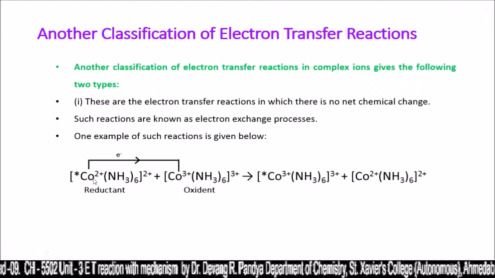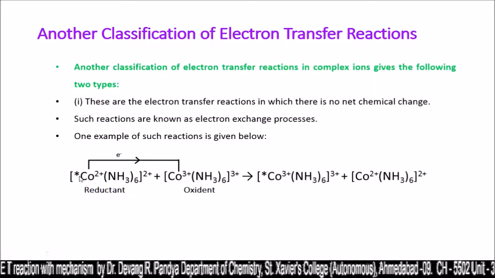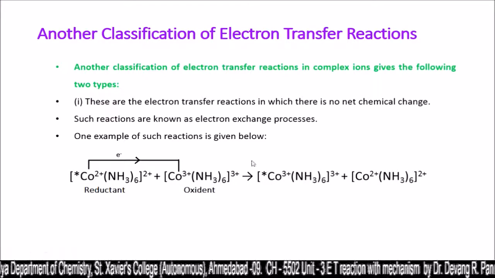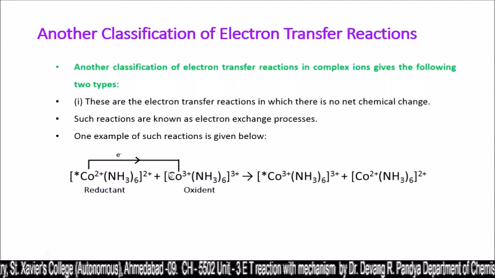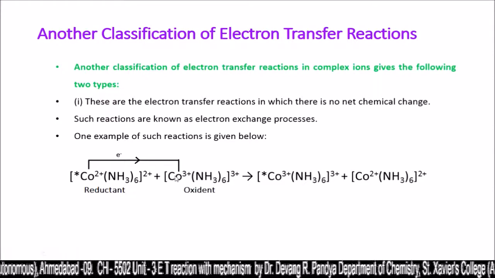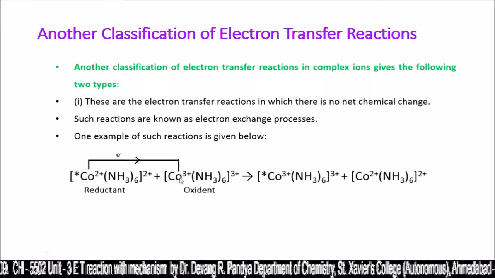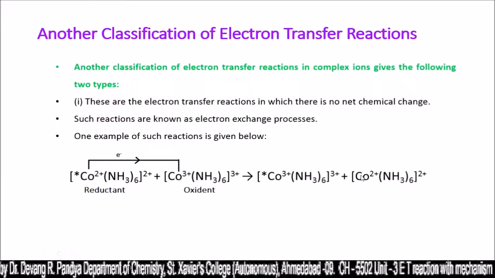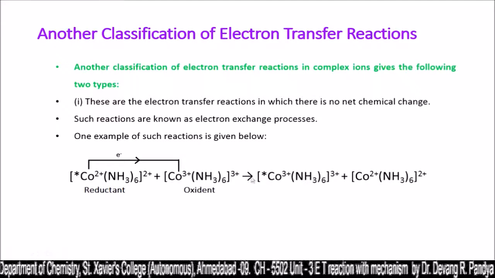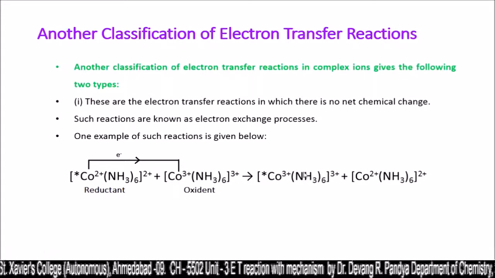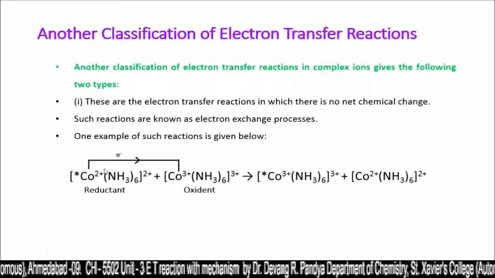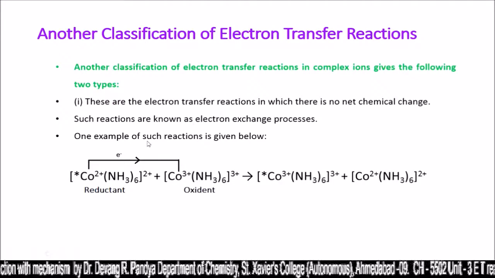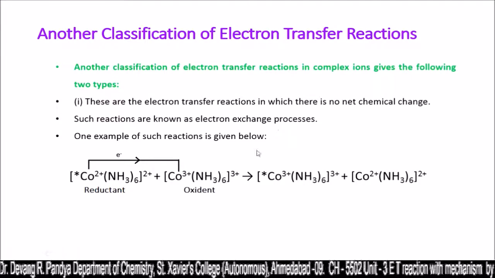The one which is marked with this star symbol, that is the radioisotope, is converted from +2 oxidation state to +3 oxidation state, and the other one, which is the non-radioactive cobalt, which is +3 in oxidation state, is converted into +2. It means that during this process, no chemical change takes place. Only the electron exchange takes place. So this kind of reaction is considered as only an electron exchange reaction.